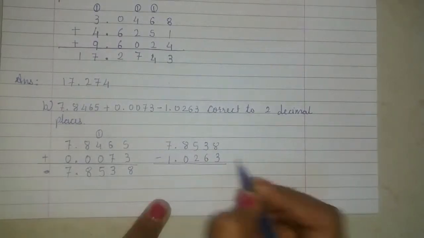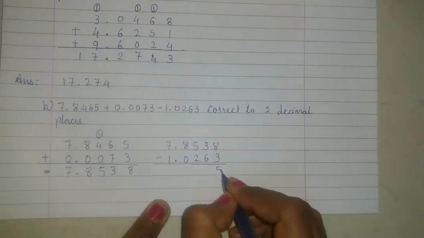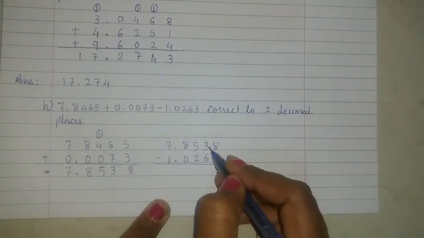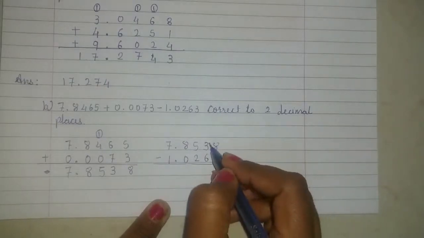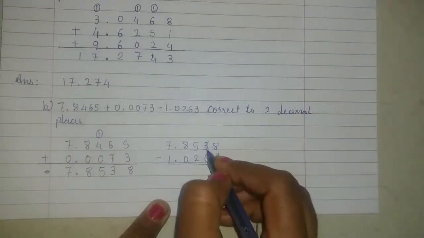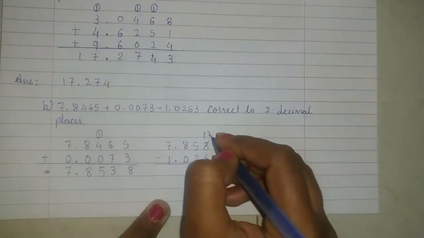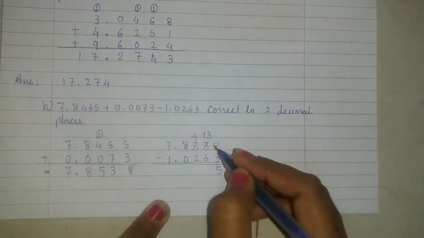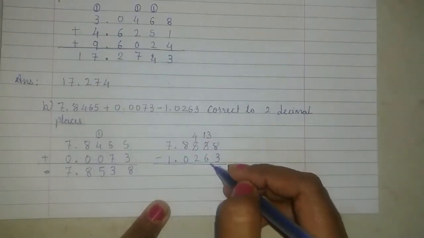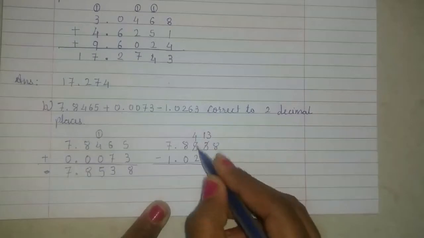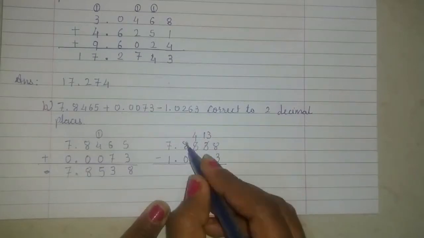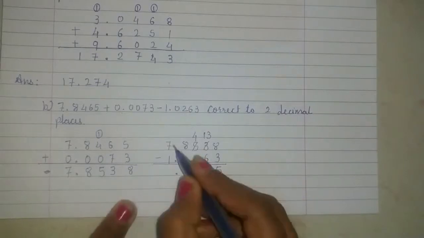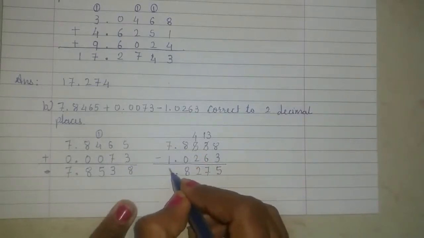Now let's subtract it. 8 minus 3, 5. Now students, it is not possible to subtract 6 from 3. So we'll borrow and take a carry. So in place of 3, we'll write 13 and in place of 5, we'll write 4. Now let's subtract this number. 13 minus 6, 7. 4 minus 2, 2. 8 minus 0, 8. And here we'll keep the point and 7 minus 1, 6.